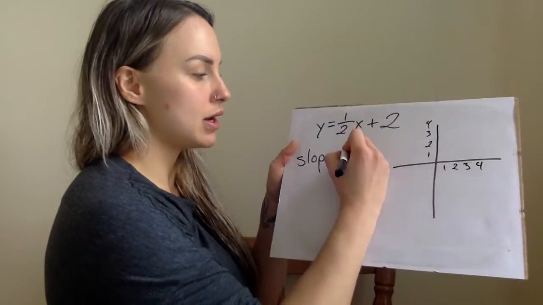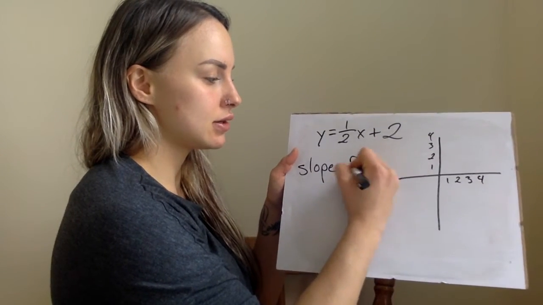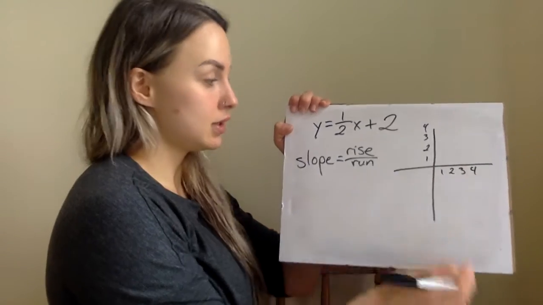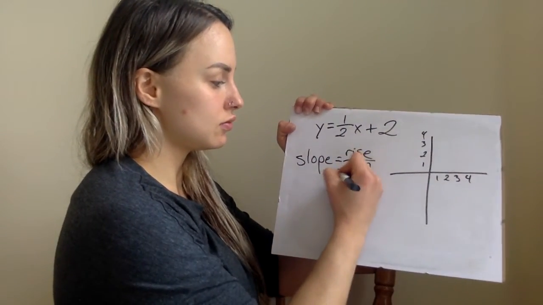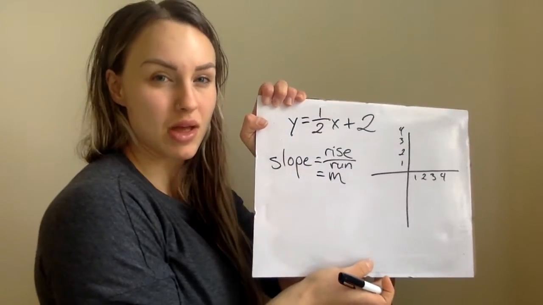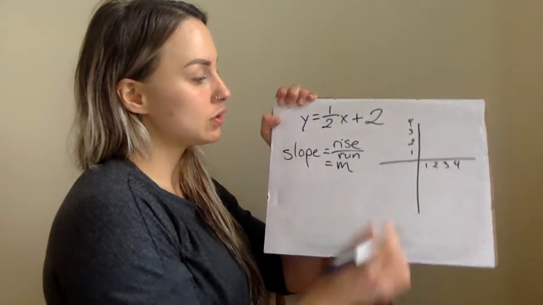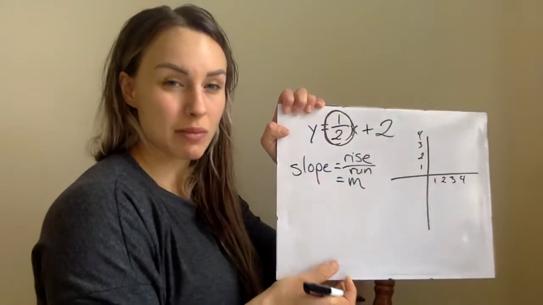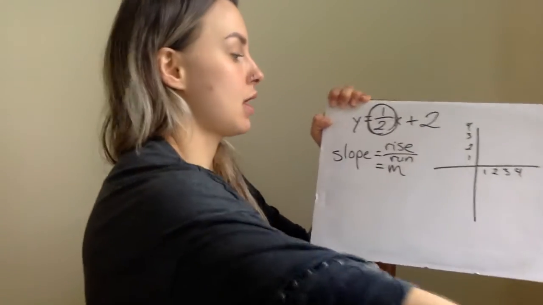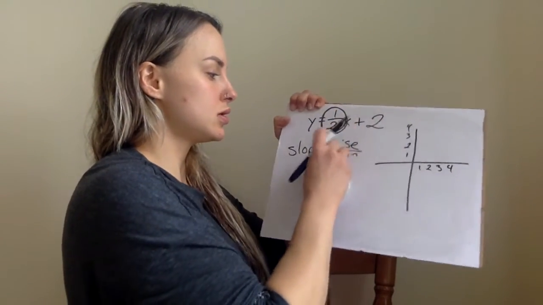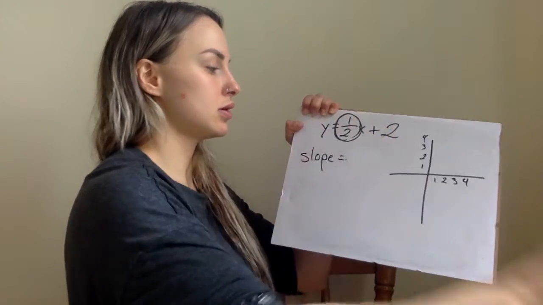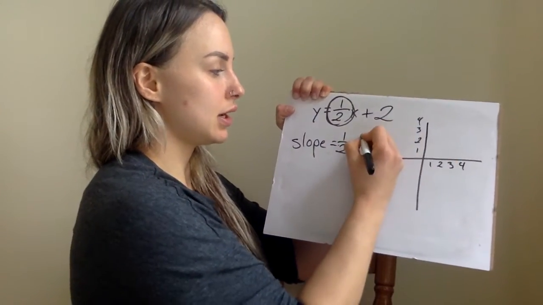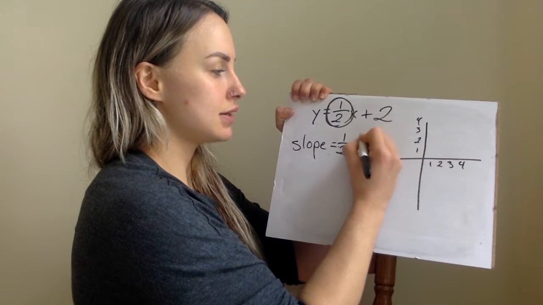So the information it's asking us for is the slope, which on the last one we talked about was rise over run. Okay? And the slope is also our m value. So our slope is that spot right there. So our slope is 1/2.